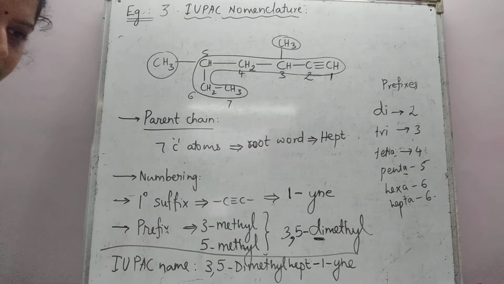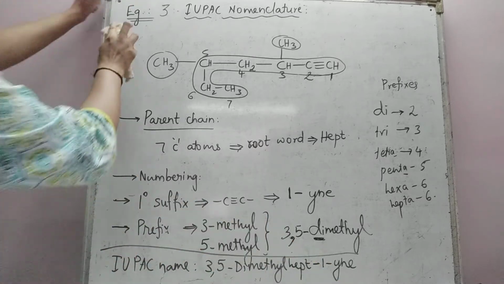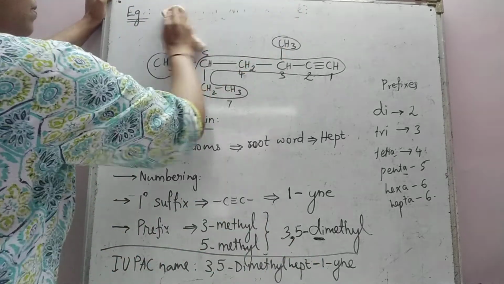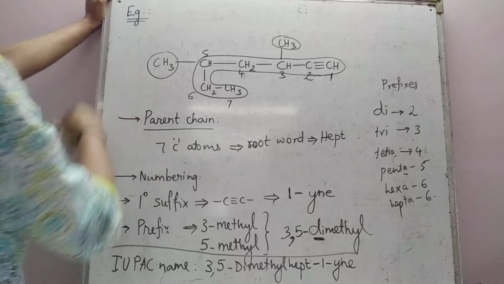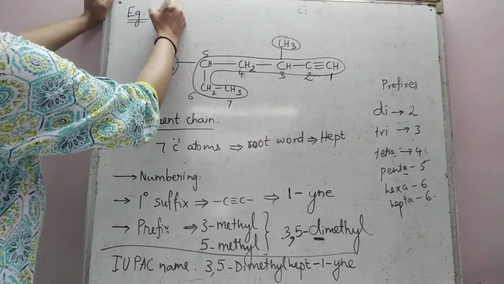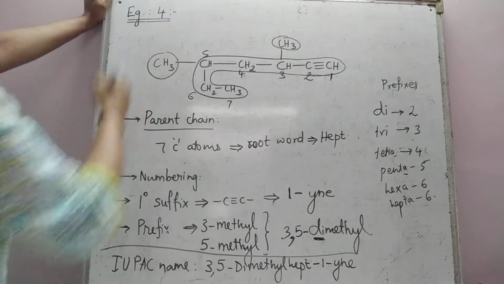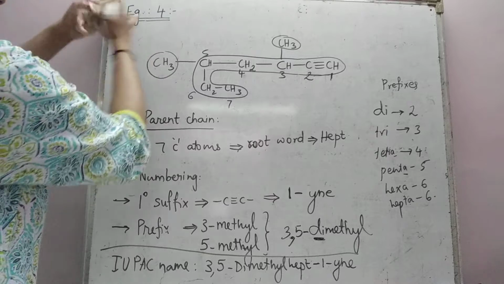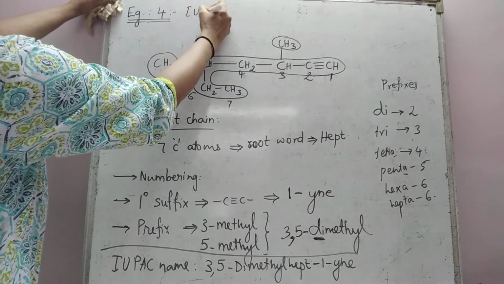Is this thing clear? Yes. We will be taking one more example. So if this is understood, let us go to the 4th example of IUPAC nomenclature.